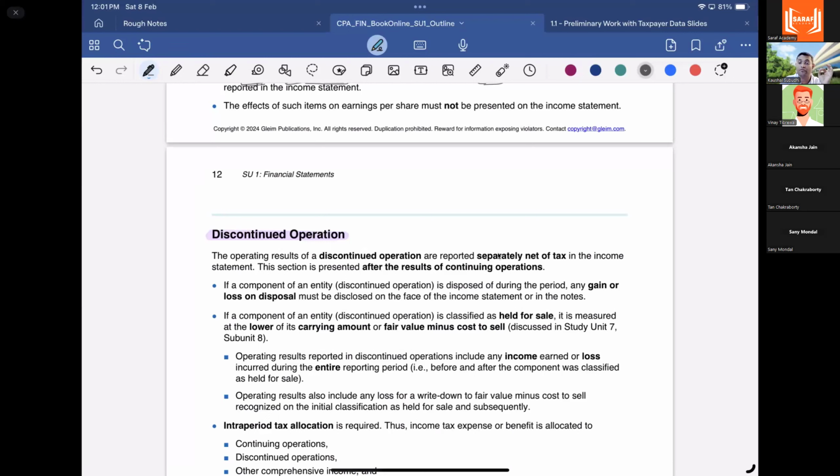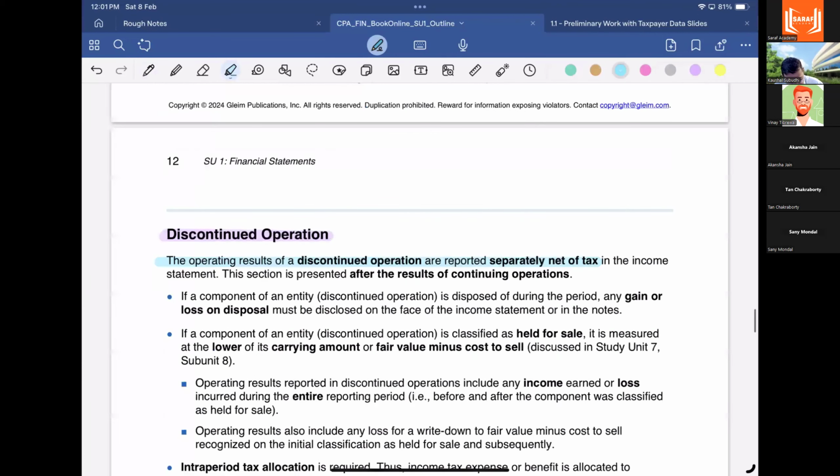So the operating results of discontinued operations are reported separately. Of course, keep this in your mind that you can't mix it up together, because that's the rule of US GAAP, which says that you have to make sure that you are keeping it separate, net of tax in the income statement, and that section is presented after the results of continuing operations.